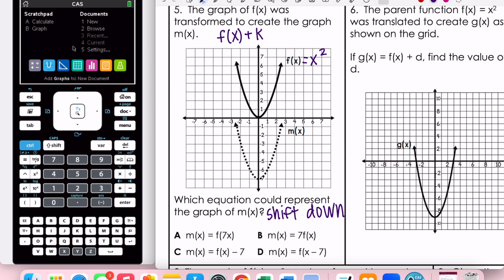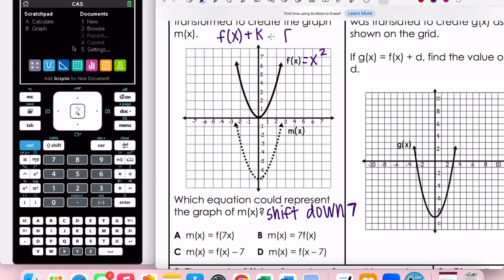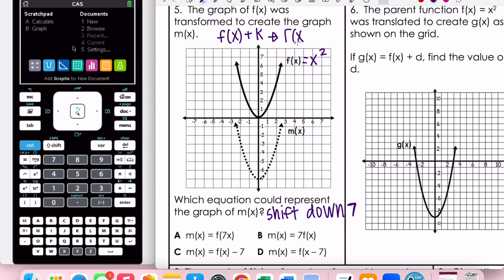And so here I see that my graph has been shifted down by 7 units. Well, if I am shifting down 7 units, remember that means I'm subtracting. So this function ends up becoming f of x minus 7. So here my answer is C.